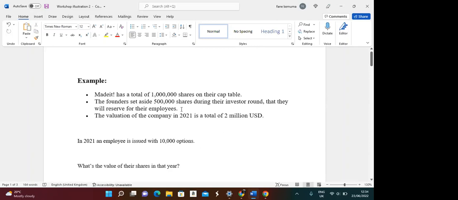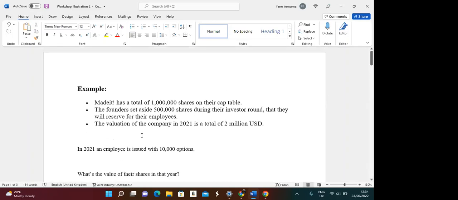So a company called Made has a total of 1 million shares on their cap table. These founders opted to set aside 500,000 shares during the investor round that they will reserve for their employees. In 2021, the company went through a valuation, and it came to a total of 2 million USD. First, in 2021, an employee was issued 10,000 options by the company. In order for us to understand how exercising works, we have to figure out the value of the shares in the year in which the company issued these options to the employee. And then secondly, we will look at how much this employee will pay for these 10,000 shares if they want to exercise them.